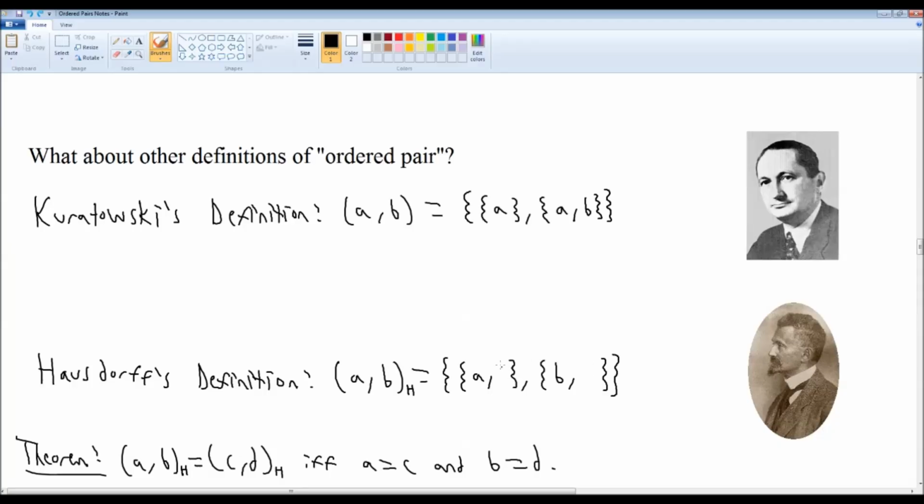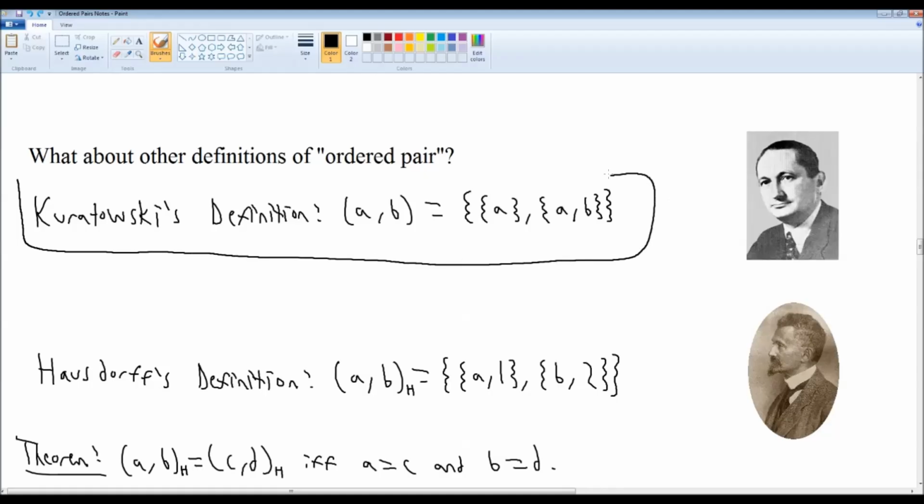So for example, if I replaced 1 with the empty set and 2 with omega, this theorem would still be true. What's nice about Kuratowski's definition is it doesn't require these two anchor sets ahead of time. It's just dependent on A and B. But in any case, Kuratowski's definition is the mainstream one. It's the one we're going to use to build all of math.